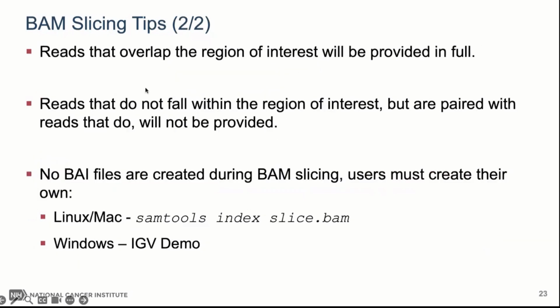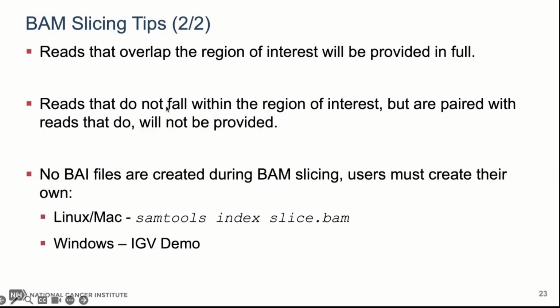Another thing I'd like to let you know about is that if reads overlap the beginning or the end of the region of interest, so if you query for 10,000 through 20,000 and only half of the read is within 10,000, like it starts at 9,950 or something, the entire read will be provided.